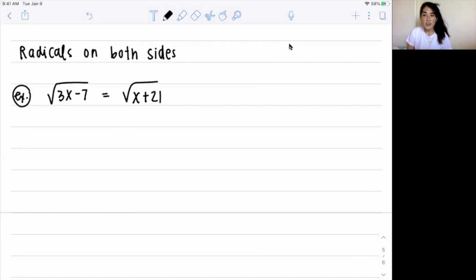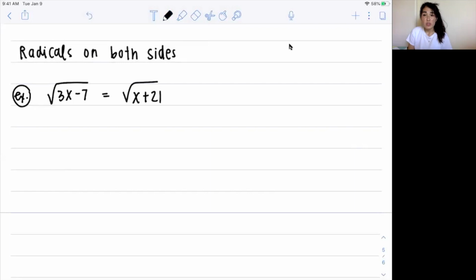All right, so in our next example type that we're going to look at is a problem where we actually have radicals or square roots on both sides of your equation. So in this problem, we have the square root of 3x minus 7 is equal to the square root of x plus 21. All right, and the concept is the same here. We're still going to be looking for x.